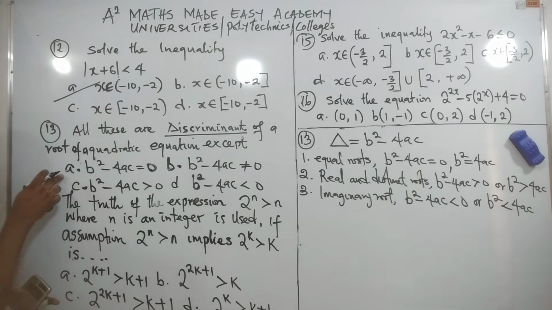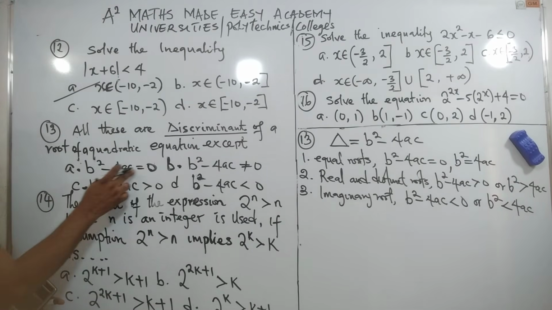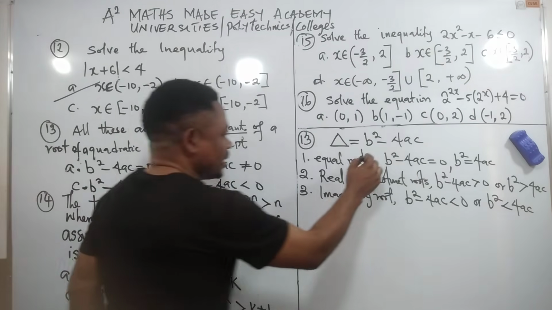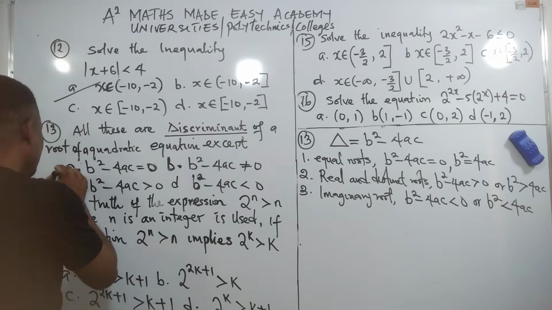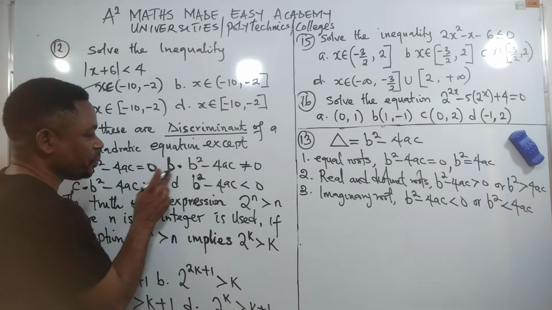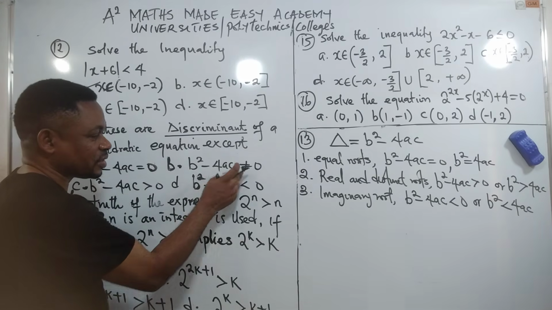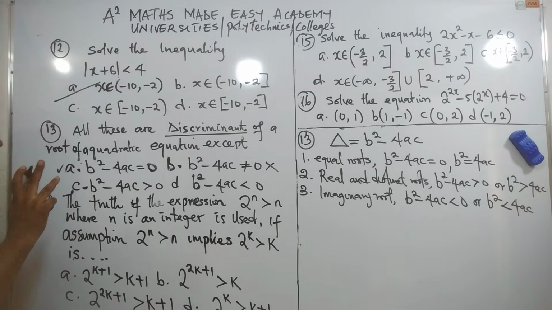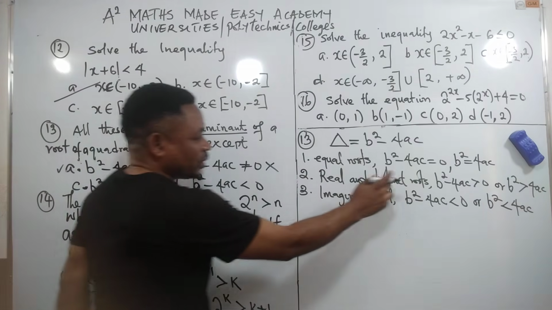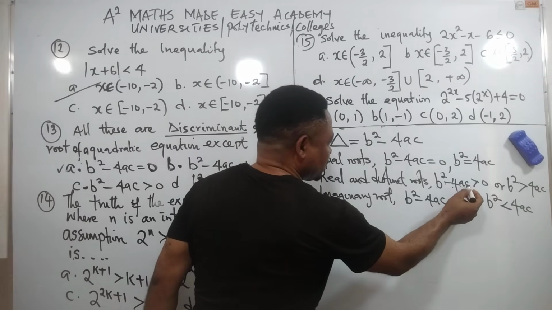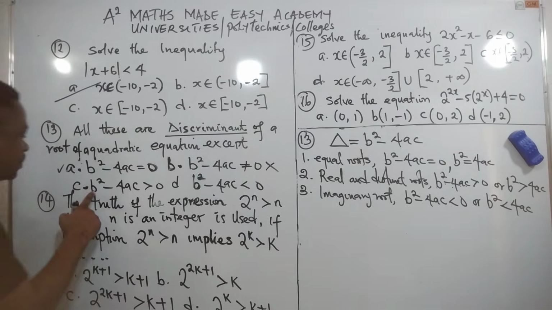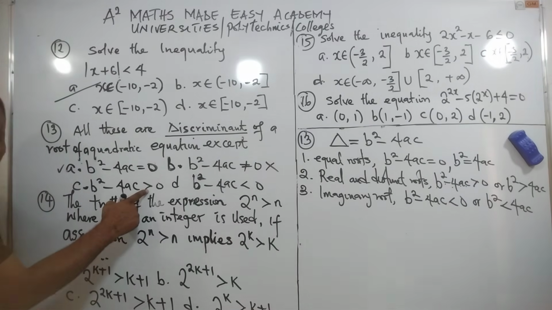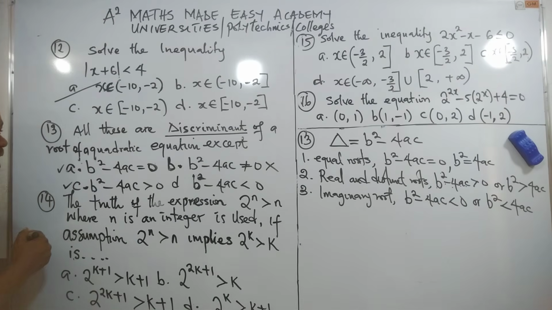Now let's talk about option A. b squared minus 4ac is 0. Is this in there? Yes. So A is part of the discriminant. Option B, b squared minus 4ac is not equal to 0. No, this one is not part of the discriminant. Then let's talk about this one again. b squared minus 4ac is greater than 0. Look at it here. b squared minus 4ac is greater than 0. So it's also part of the answer.